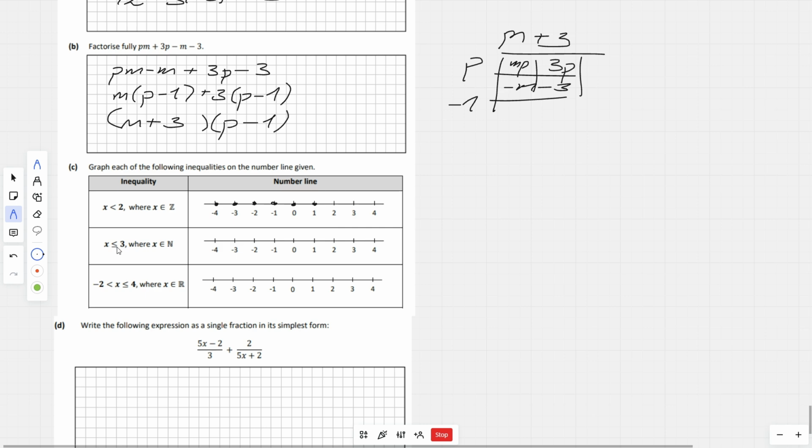x is less than or equal to 3, where x is a natural number. So we want to select 1, we want to select 2, and we want to select 3, because remember, it's less than or equal to 3. Now, 0 is a bit of a weird one. Sometimes 0 counts as a natural number. Sometimes it doesn't.